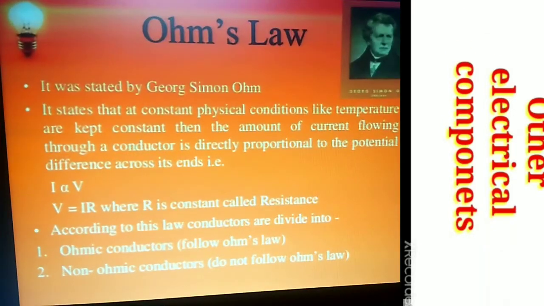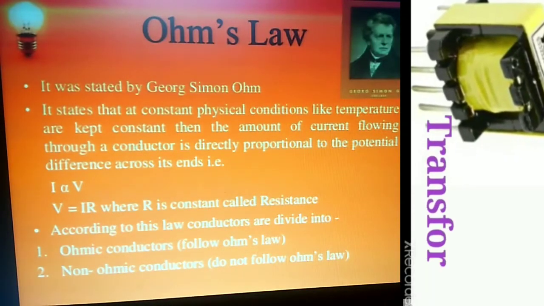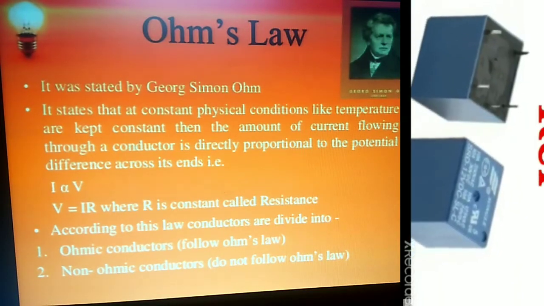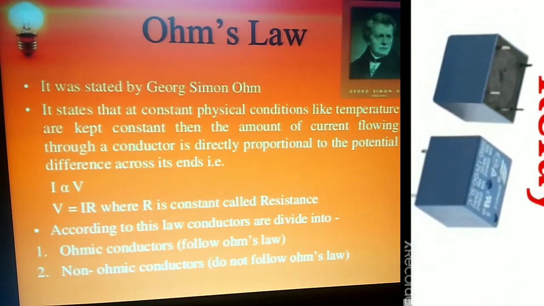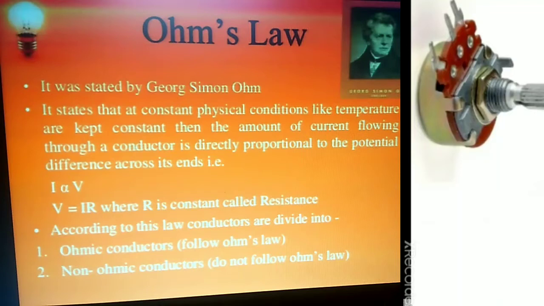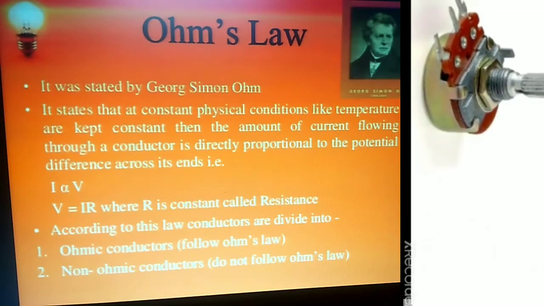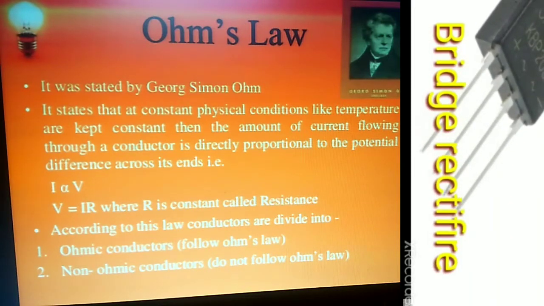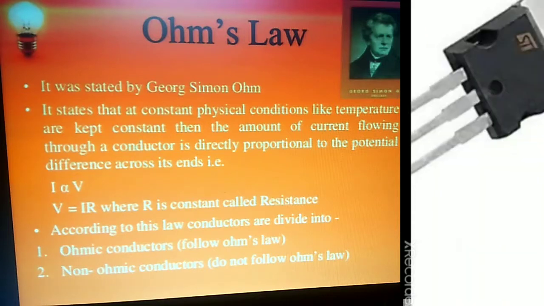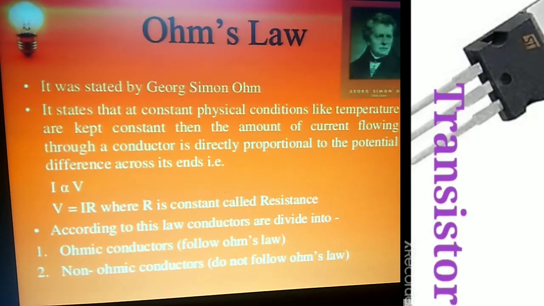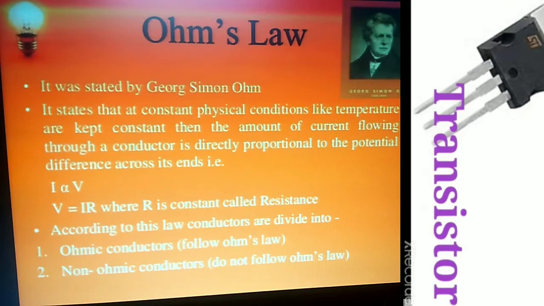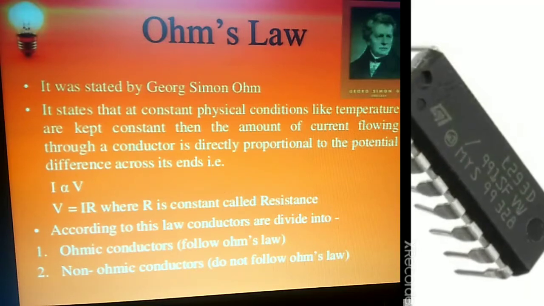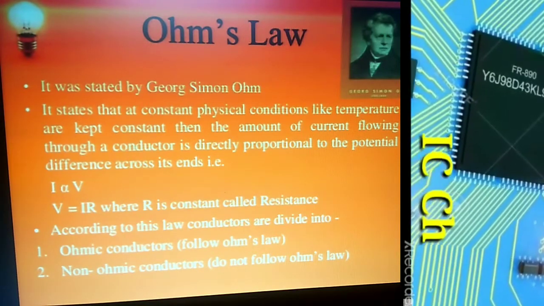Ohm's law. George Simon Ohm is the person who gave the relation between potential difference and current flowing in a circuit. It states that if physical conditions like temperature and pressure are kept constant, then the amount of current flowing through a conductor is directly proportional to the potential difference across its ends. That is, I is directly proportional to V. V is equal to IR, where R is the constant called resistance.